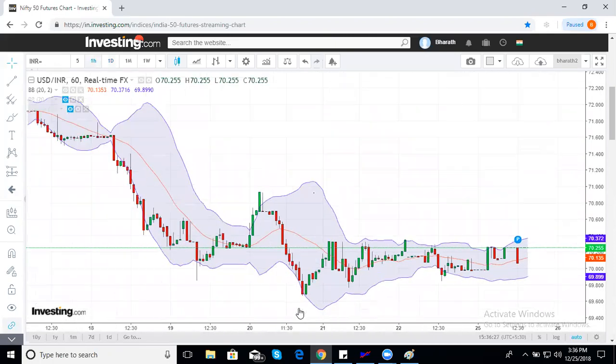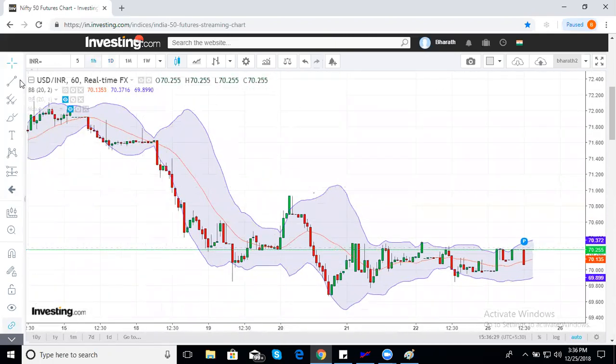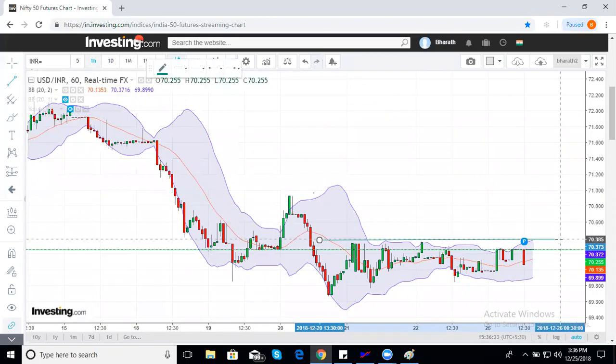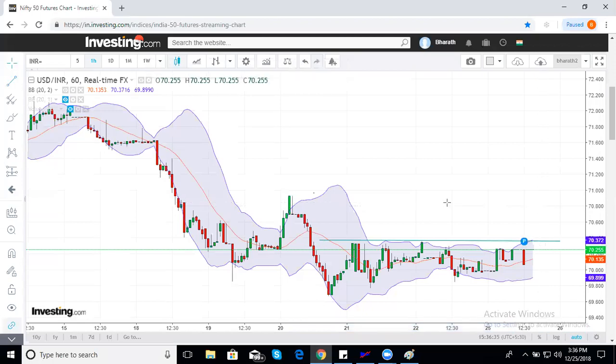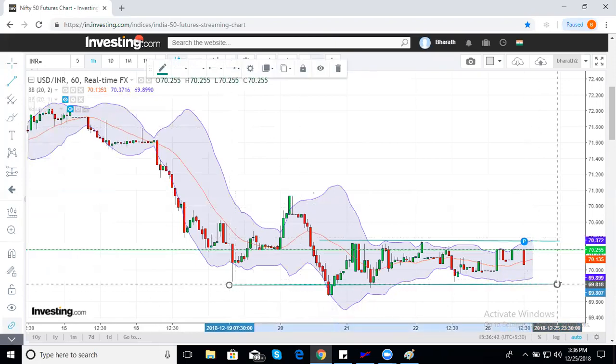If you know a little bit of price action, Dow theory and patterns, this is a clear cut rectangle. Range bound market. How do I trade this? This is a range bound market.